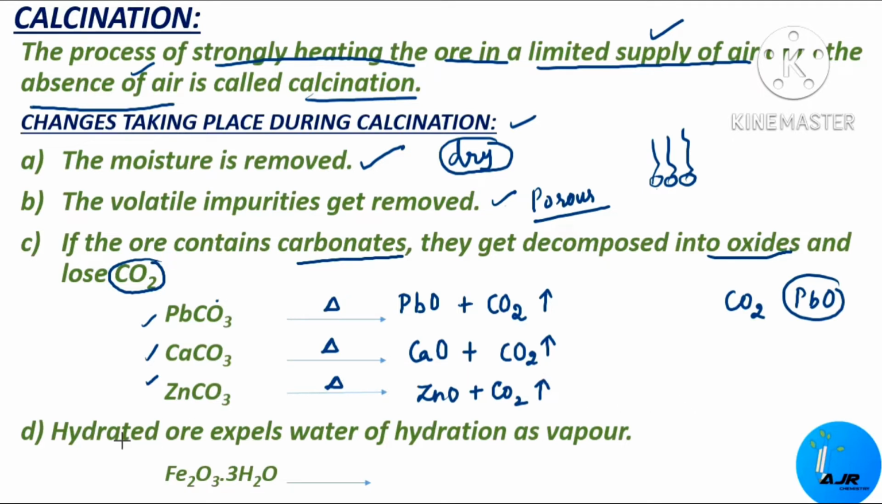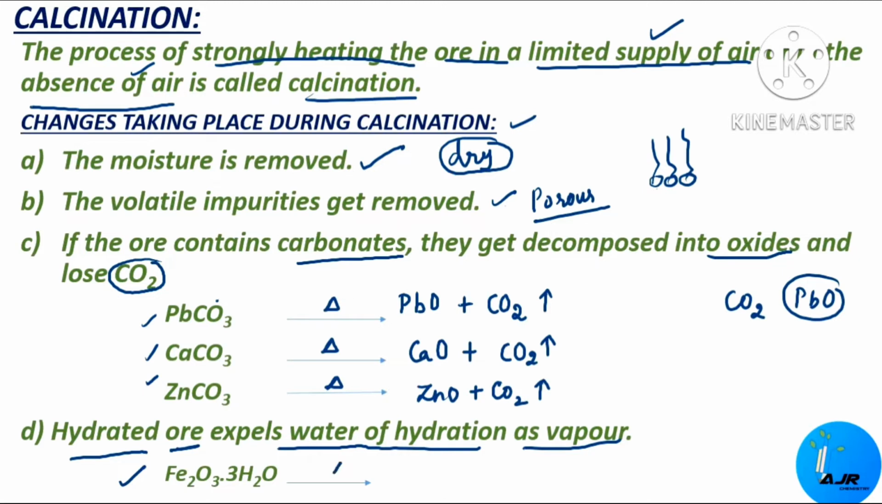Now what happens again? Sometimes the ore may have hydrated compounds. Hydrated means it may have water of hydration. What happens when a hydrated ore is heated or calcinated? It expels the water of hydration as vapor. Let us take the example Fe2O3·3H2O. Three molecules of water of hydration are there.